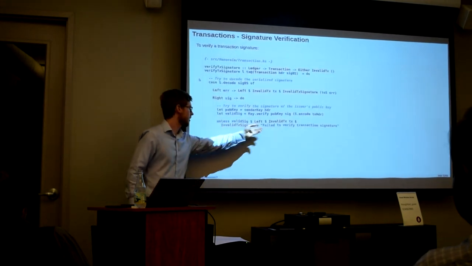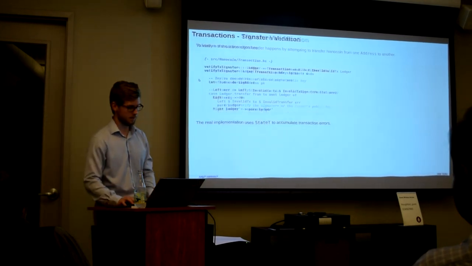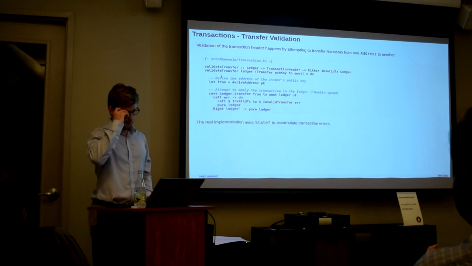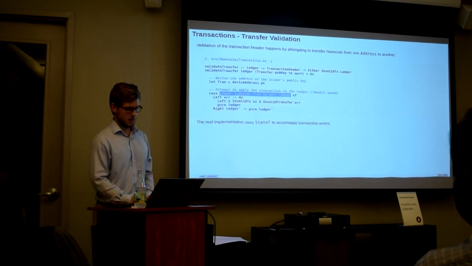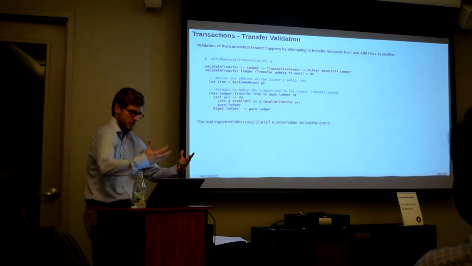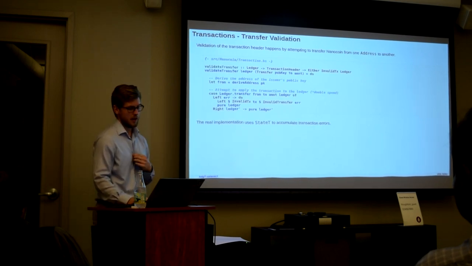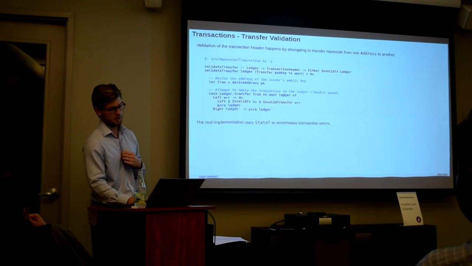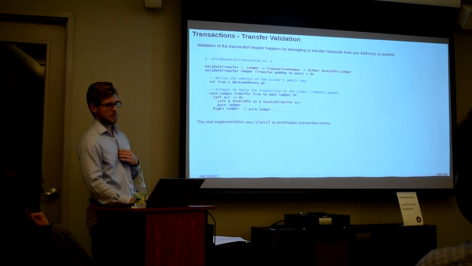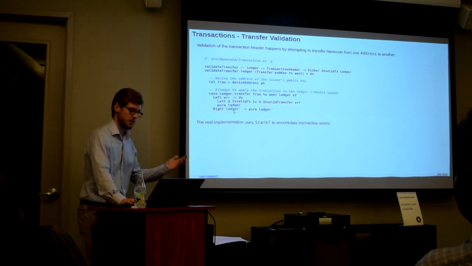Unless it's valid, then return an error, which basically means if it's valid, don't return an error. Furthermore, to validate a transfer, we basically just attempt to transfer. The public key of the issuer of the transaction corresponds to some address. We get that address with the derive address function. Then we try to transfer from one address to another address the amount specified with the ledger state. And if it fails, then we respond with an invalid transfer. If it succeeds, then we just return the ledger.